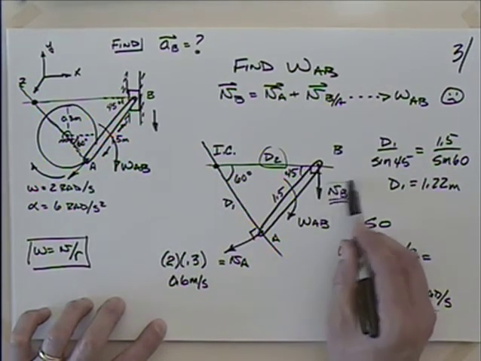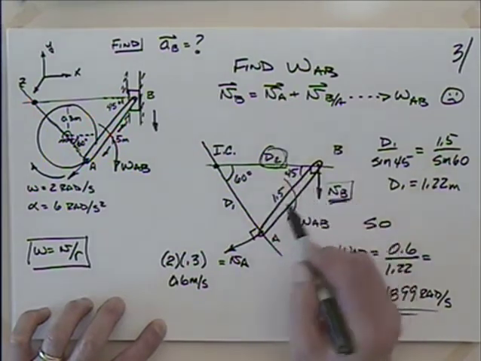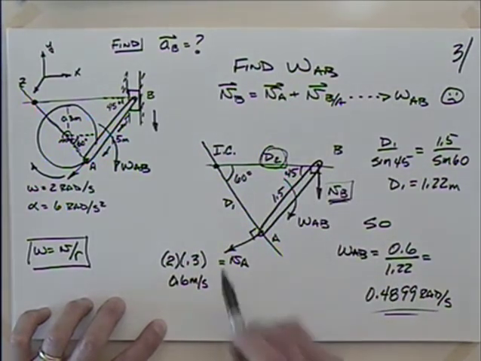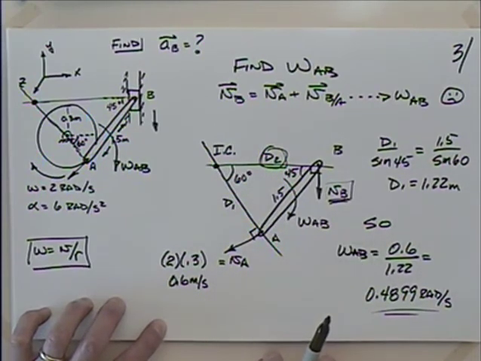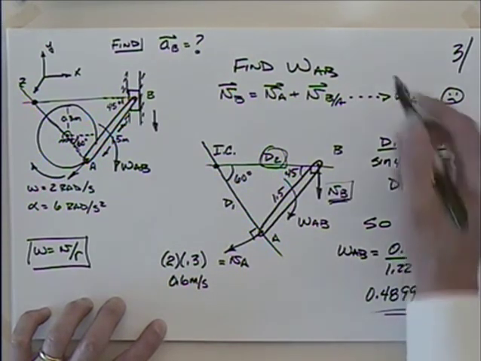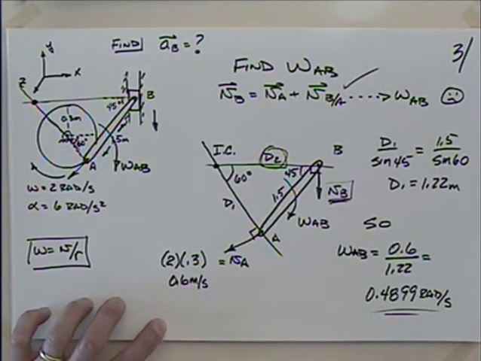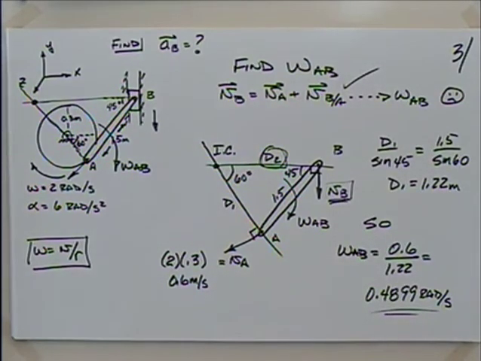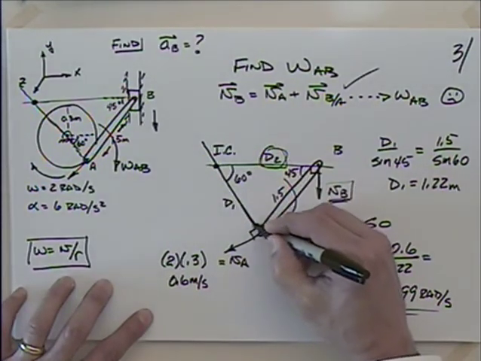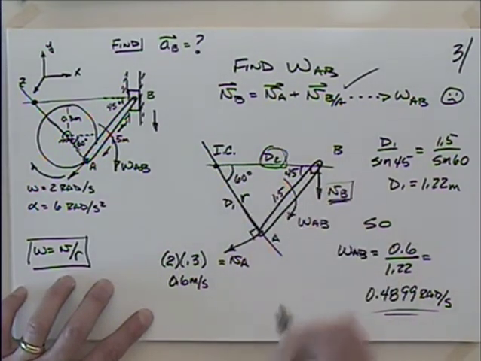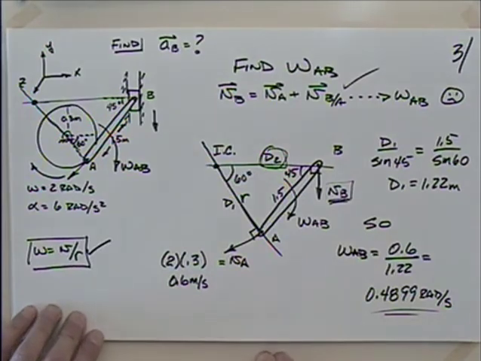If I knew the velocity of B, then I would be using D2 to get the omega. Incidentally, now that I know omega, I could use D2 and I could get the velocity of B, which is again way better than this, right? Okay. But I'm looking at this distance. This is the r distance for this equation.